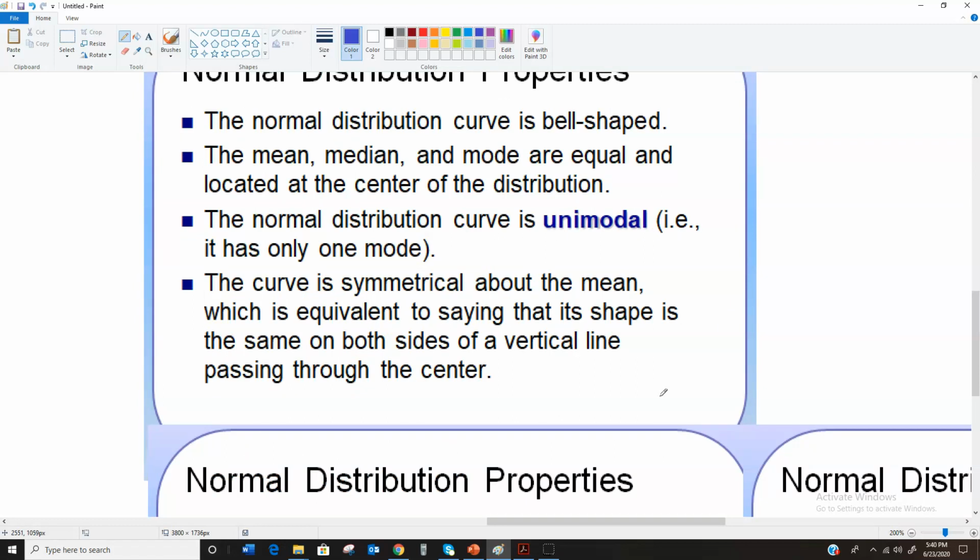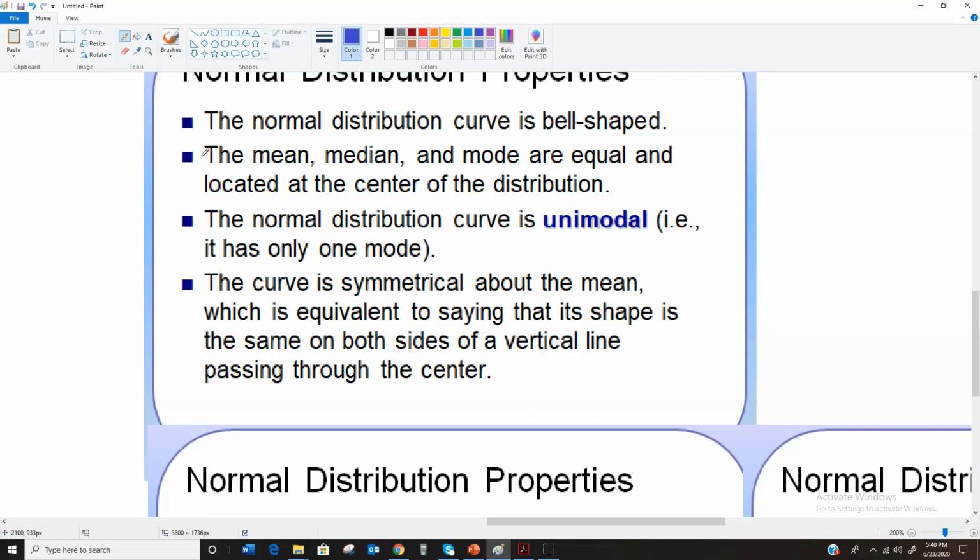So these are just some properties of a normal distribution. And I'll try to point out when we're talking about theoretical and when we're talking about actual practice. The normal distribution curve is bell-shaped, whether it was theoretical or an actual real-life situation. If it was theoretical, it would be perfectly bell-shaped, and if it was from actual data, it would be somewhat bell-shaped. It may be a little bit off, but it should still have that general shape.